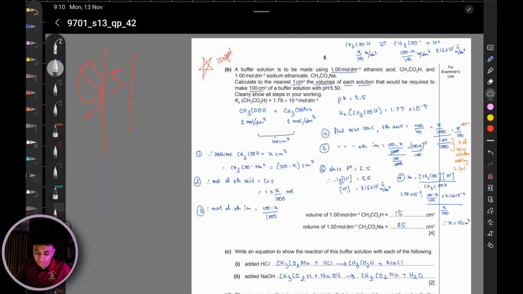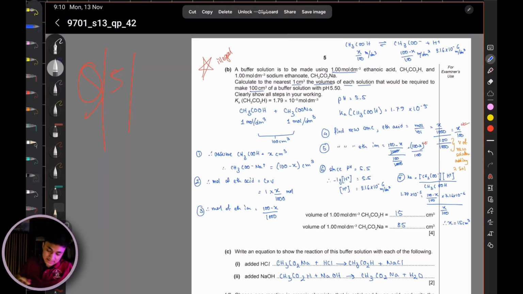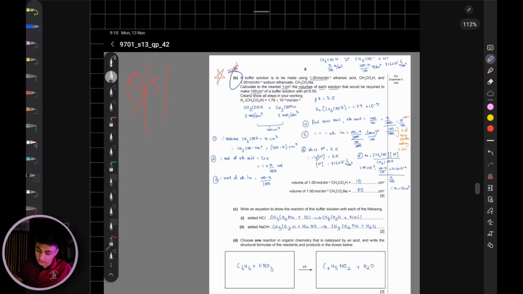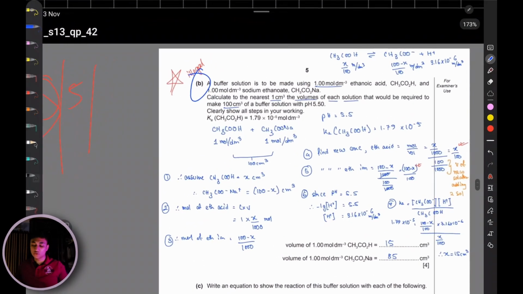Okay, now question 5. This is going to be from summer 13 paper 4.2, part B. And this is saying, a buffer solution is to be made using 1 mole per dm cube of ethanoic acid and 1 mole per dm cube of sodium ethanoate. So you're taking the same concentration of both salt and acid. And now they're asking you to calculate, to the nearest cm cube, the volumes of each solution that would be required to make 100 cm cube of a buffer solution with pH 5.5.